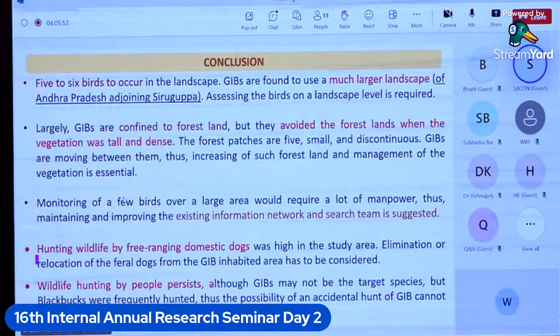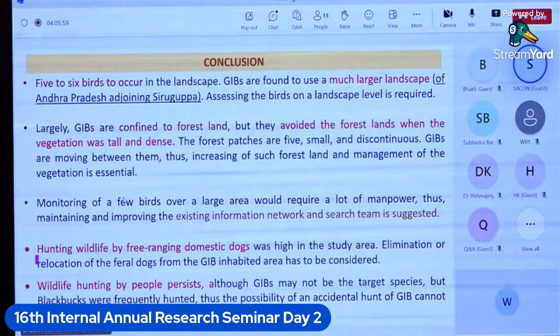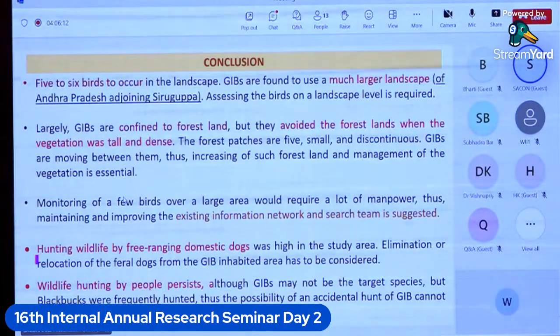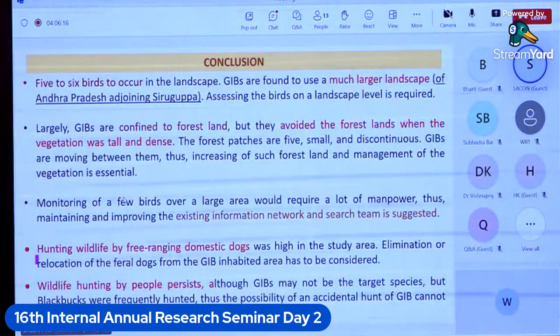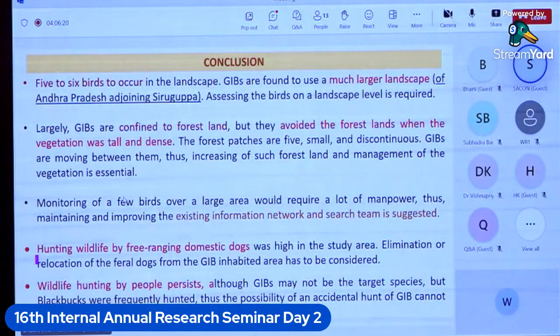So, in conclusion, 6 birds occur in the landscape, and often we have seen these birds going towards the adjoining areas of Andhra Pradesh. Since our study was confined to a much smaller area, that is not enough to really understand or estimate the population. Interstate cooperation and a larger level population assessment is very much required.